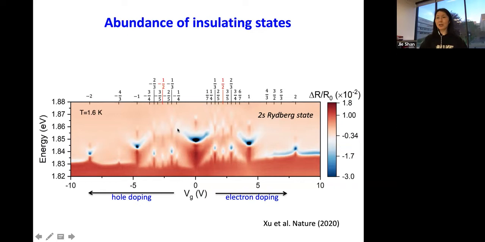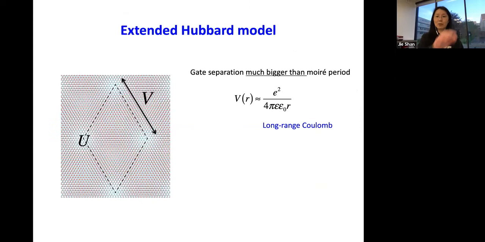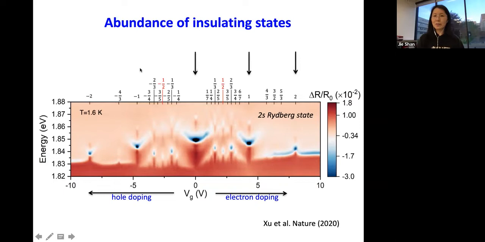The most prominent one is the one with no doping. That's when the Fermi level is inside the heterobilayer band gap. Filling equal to 1, that's the Mott insulating state I told you about. And filling equal to 2, that's the band insulator. On the other side, it's the same story. But in between, you see a bunch of blue-shifted features, a bunch of insulating states. So what are those?